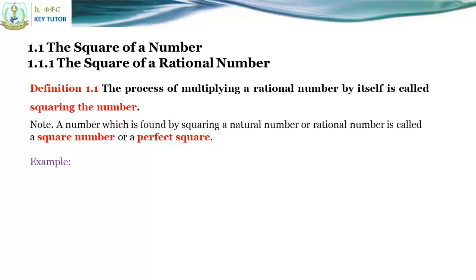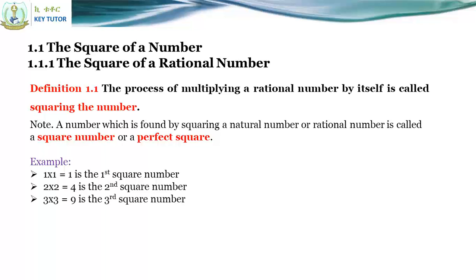When a number is squared, or a number which is found by squaring a natural number or a rational number, this number is called a square number. Square numbers in general: the first square number is 1. The second natural number, as you know, is 2. 2 squared is 4, so the second square number is 4. The third natural number is 3, and as 3 times 3 is 9, the third square number is 9.